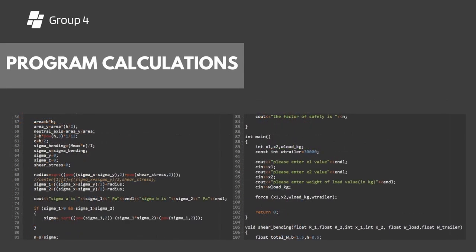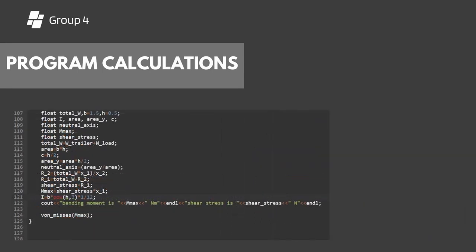In the main function, the program asks the user to enter the x1 value, x2 value, and the weight of load value. In the shear bending function, the program calculates the bending moment and shear stress by using the data given by the user in the main function. That's all from the program calculation.